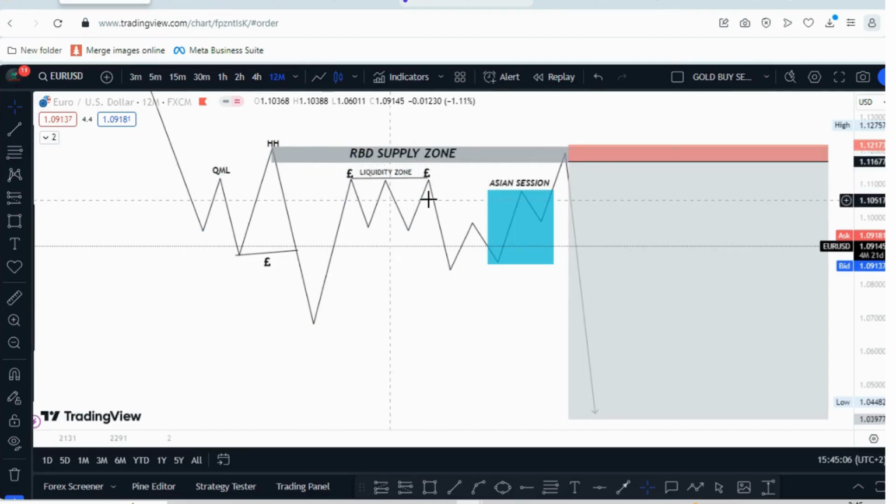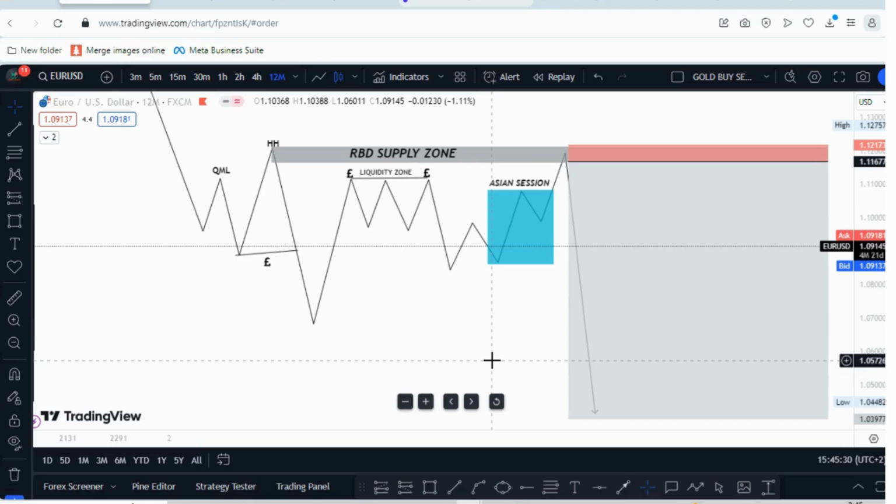We have liquidity right here. We've got equal highs acting as liquidity. It can be any type of liquidity, but it's important for you to have it. All right, and you cannot enter into any particular trade if this is not taken out. So you always wait for this to be taken out. However, the purpose of this video is this right here, the Asian session.